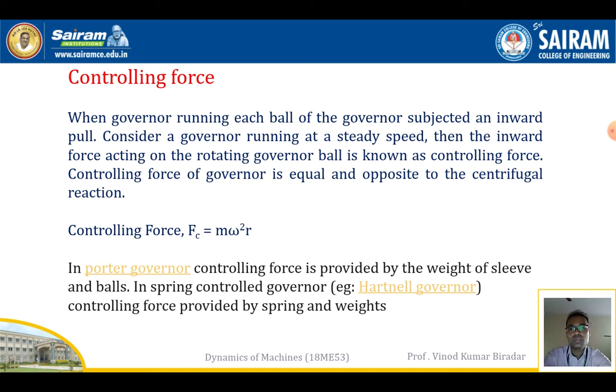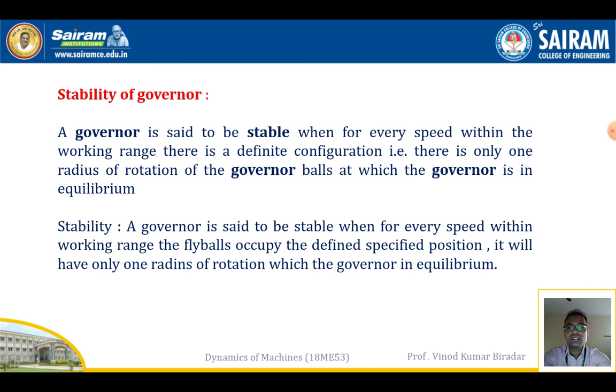Just remember that controlling force is when a governor is running, each ball of a governor is subject to an inward pull or outward push. When you start the engine, a rotation of the ball will be generated and during that, a force will be generated. That force is called the controlling force, given by the formula m omega square r. Next, the second definition is stability of a governor.